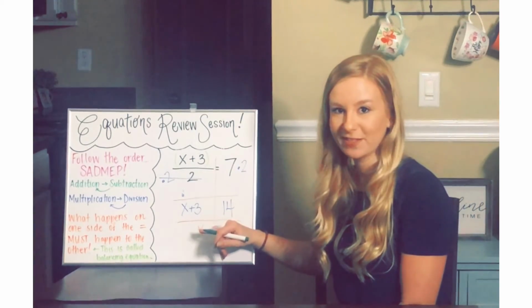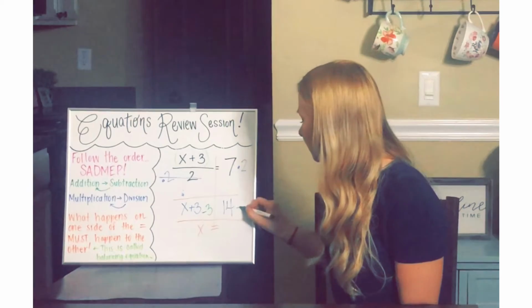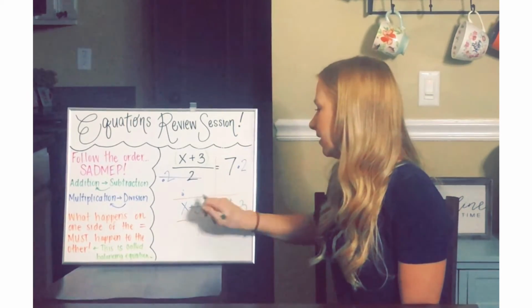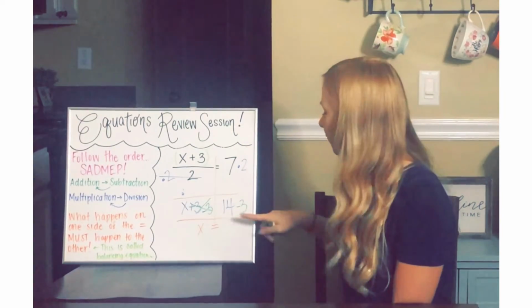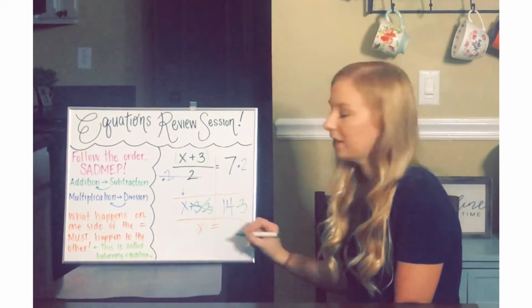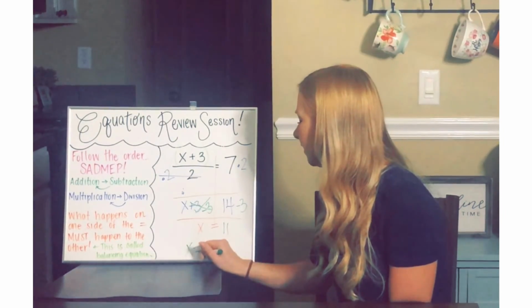Now I can undo my addition with subtraction. I'm going to subtract 3 from both sides. These two would cancel out and make a 0. My x will drop down. And then I have 14 minus 3, which gives me 11. So for number 5, x equals 11.